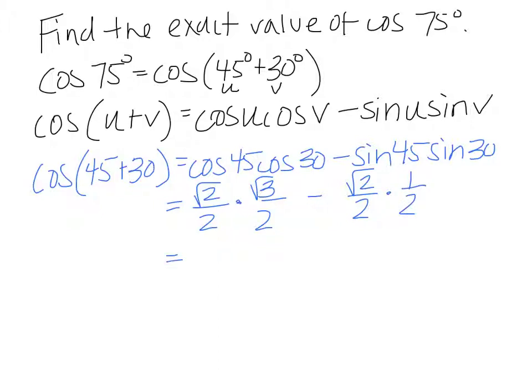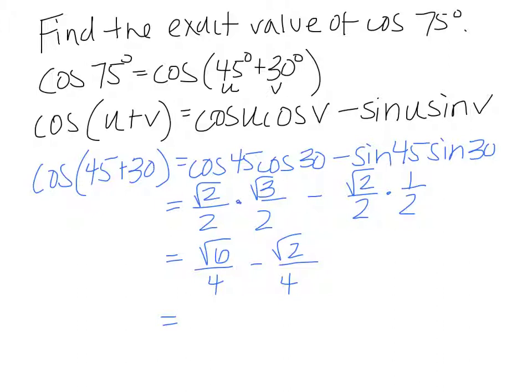All right, I'm going to multiply my fractions. Now, when you multiply, remember, straight across the top, straight across the bottom. What's square root 2 times square root 3? Square root 6 over 2 times 2? 4. Minus the square root of 2 times 1? Square root 2. All right, square root 2 over what? 4.